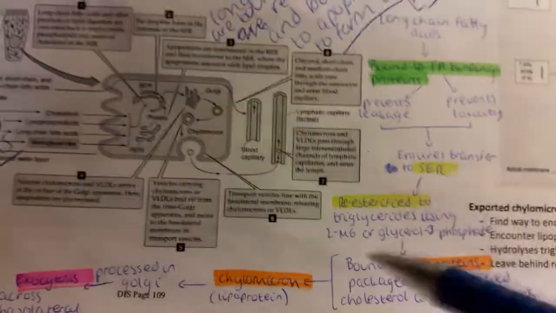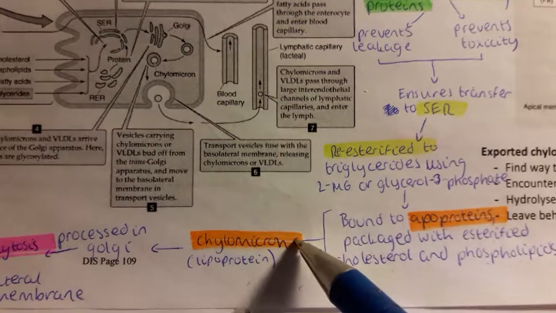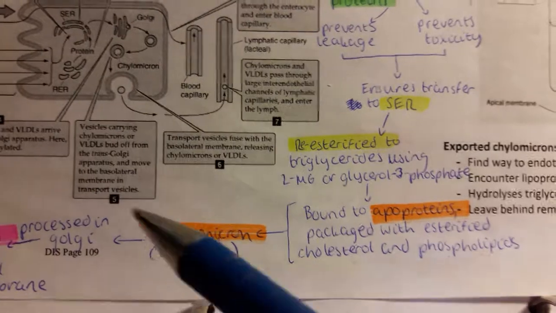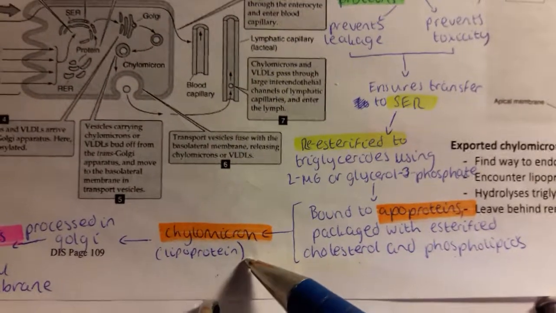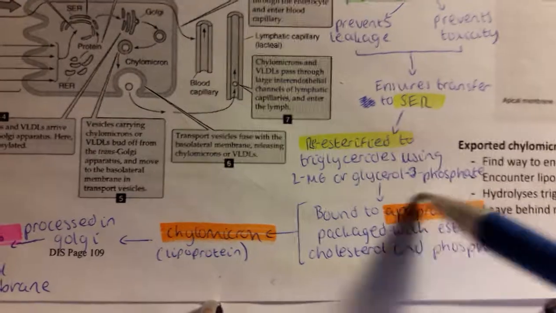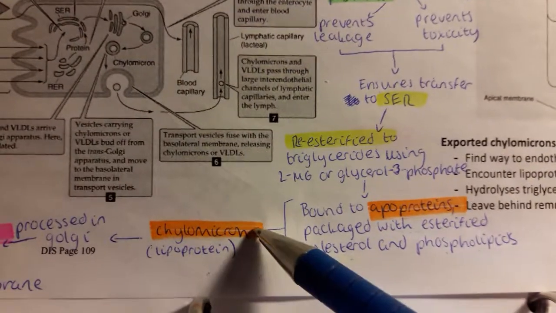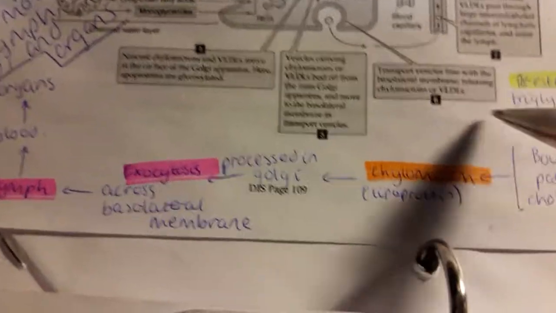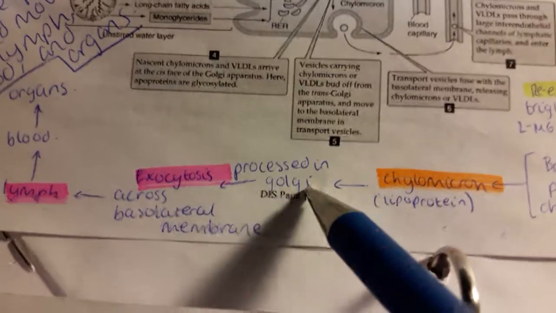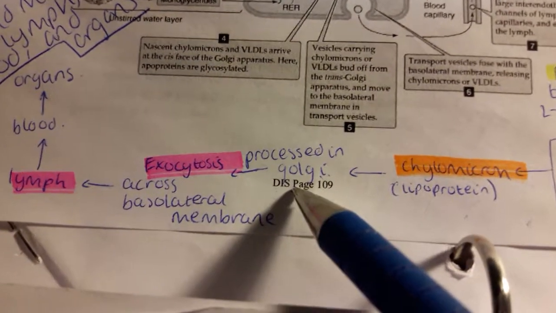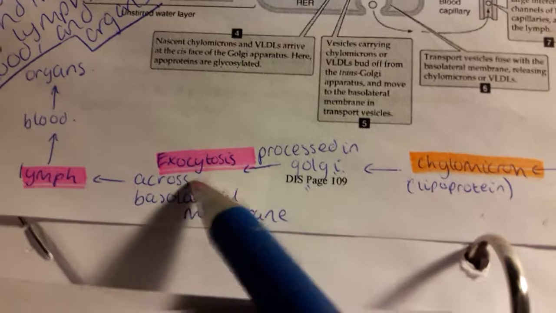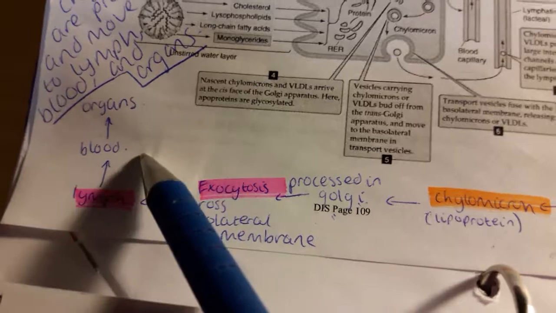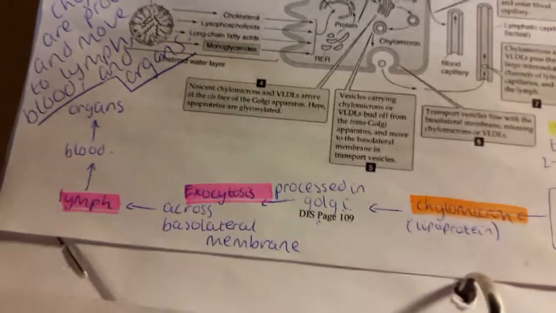So what does this create? Well, this creates a chylomicron. A chylomicron is a lipoprotein, so it's lipids bound with proteins. Triglyceride bound with an apoprotein forms a chylomicron. And remember, this is still in the enterocyte. It goes to the Golgi bodies in the enterocyte where it's processed, and then it's exocytosed across the basolateral membrane to the lymph. From the lymph it enters the blood, and from the blood it reaches organs.